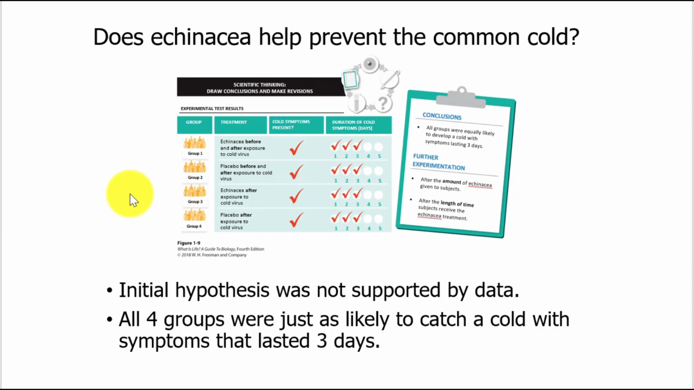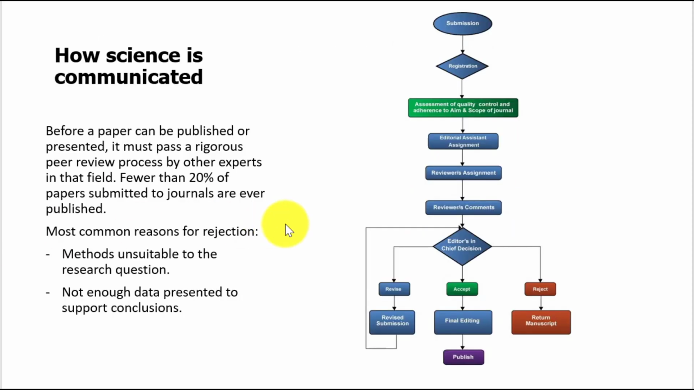Okay, so how do we get from this to publication? How do we get from experiment to running analyses of our data to making conclusions to sharing out those conclusions? So science is communicated by researchers in what we call primary literature journals. And in order for research to be published in one of these primary literature journals, research has to go through a really intense and rigorous peer review process. And this peer review process is done by other experts in that field.